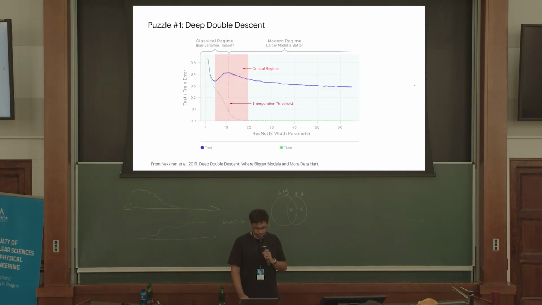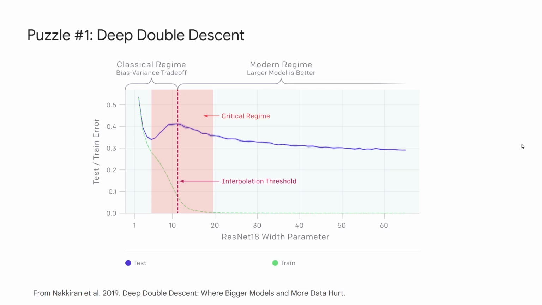OK, so out of the many confusing phenomena in deep learning, I'll start with 2 examples. So the first one is deep double descent. Just a show of hands, how many people have heard of this term? And how many people understand why it happens? OK, cool. I would not put my hand up on that question.